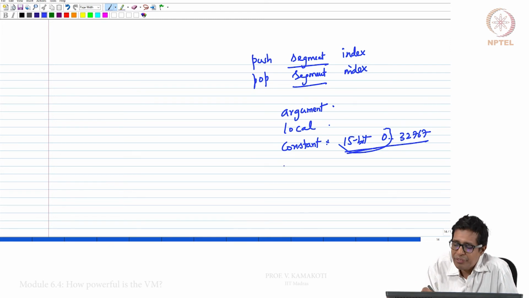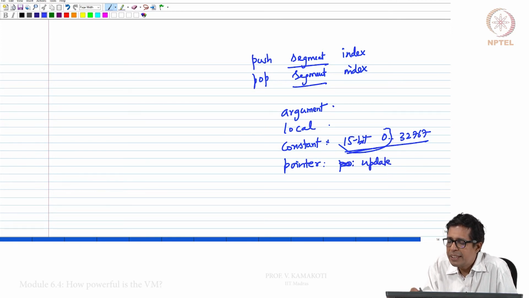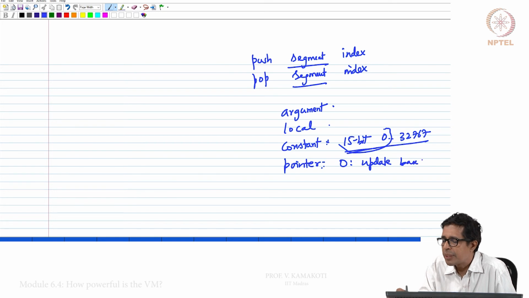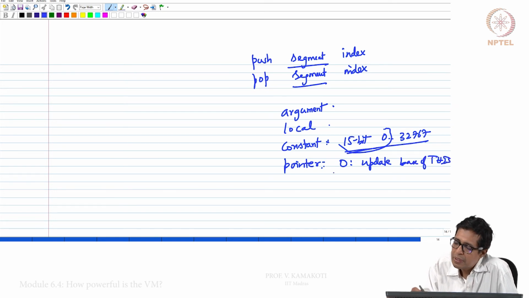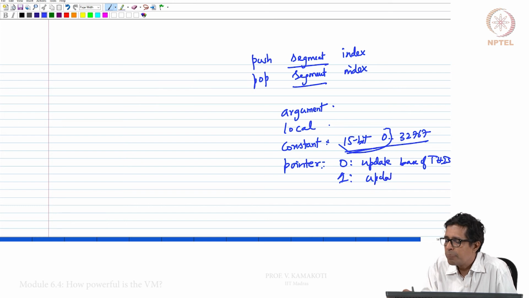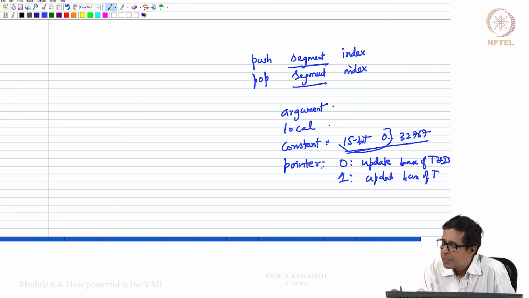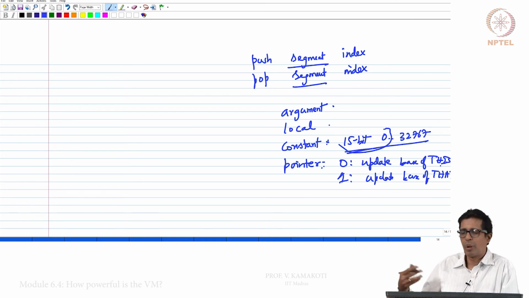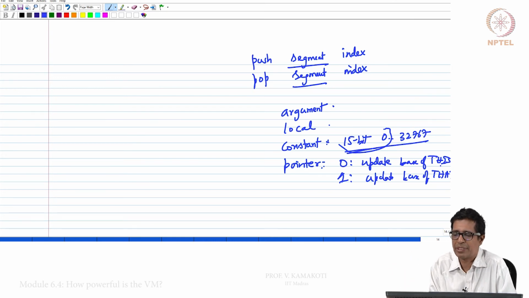Then I could have pointer. This will go and update. So pointer 0 will update. If I say pointer with the index 0, this is the index, pointer with index 0, then it will update the base of this segment. If I say pointer 1, it will update the base of that segment, and this and that can be used for all temporary computations as we had seen in the previous example.